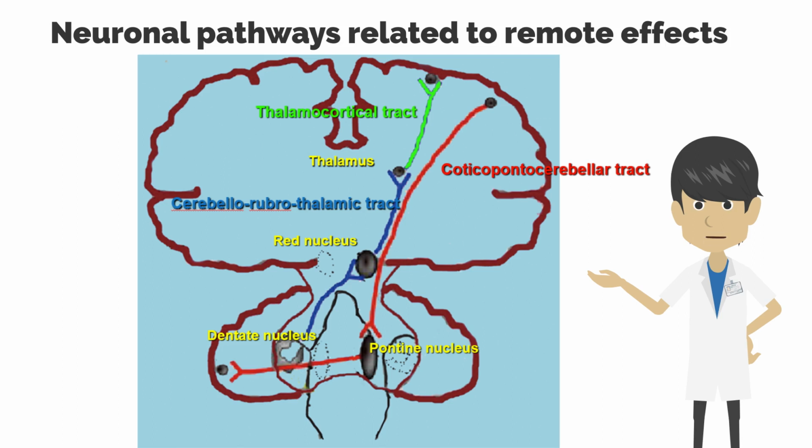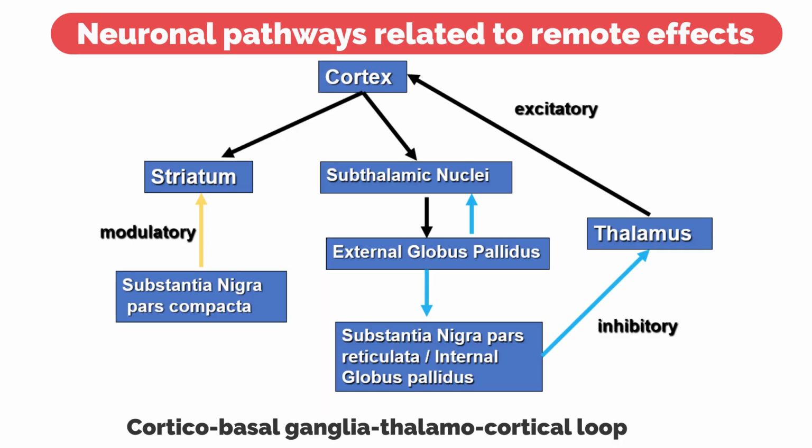The cortico-basal ganglia-thalamocortical loop is shown. The cerebral cortex, striatum, thalamus, subthalamic nuclei, the external and internal segments of the globus pallidus, and pars reticulata and pars compacta of the substantia nigra are connected in manners of excitation, inhibition, and modulation. Remote effects are manifested through this complex pathway.